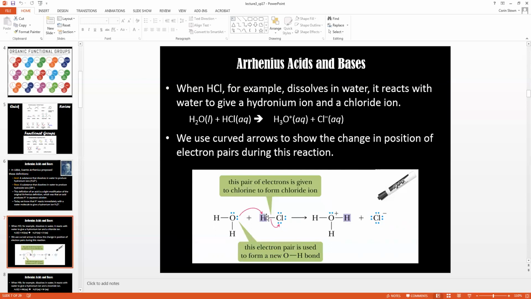And when that happens, we know that hydrogen can only have one bond because it can only have 2 electrons. So that means that the bond between H and Cl has to break.